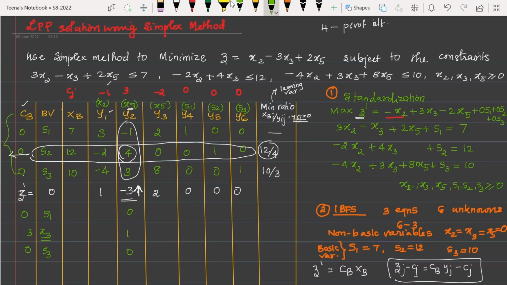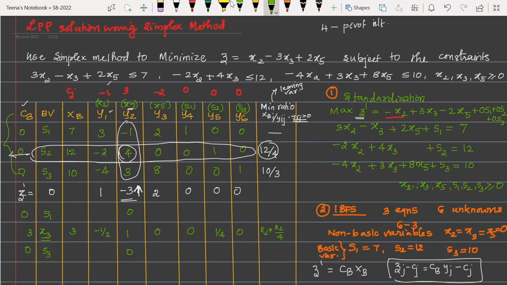Okay, now let us do the transformations. We are dividing by the pivot element. So let me write R2 is transformed as R2 by 4. We are dividing the entire row by the pivot element. So here 12 by 4 is 3. Then minus 2 by 4 is minus 1 by 2. Then 4 by 4, 0 by 4, 0 by 4, 1 by 4 and 0 by 4. Now, this is our new R2.